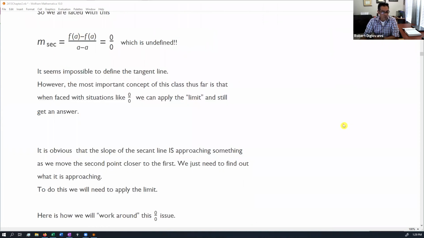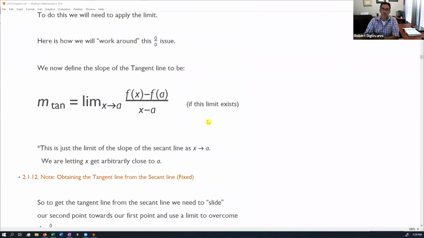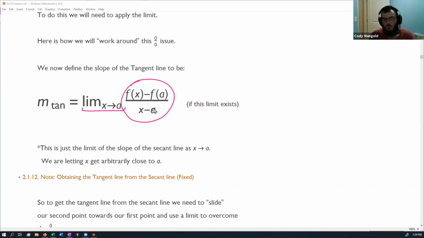Okay, so we have this new idea. In order for us to find the slope of the tangent line, we're going to take that same formula that we just had for the secant line, and we're just going to change it by taking a limit of it. What I circled here, you should recognize from college algebra as the difference quotient. Do you remember studying something called the difference quotient in college algebra? Yeah, this is actually it.